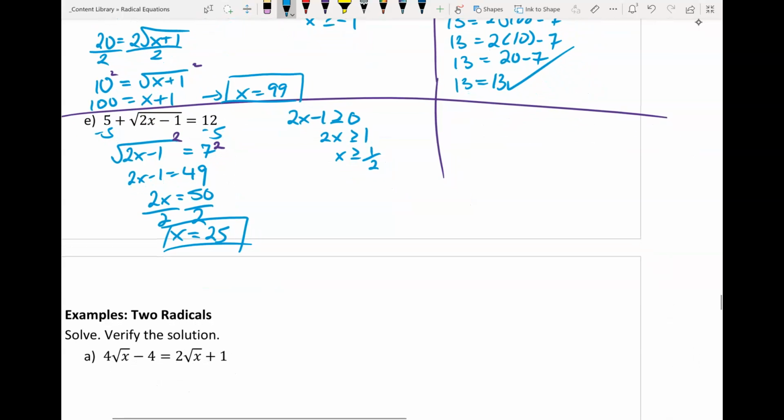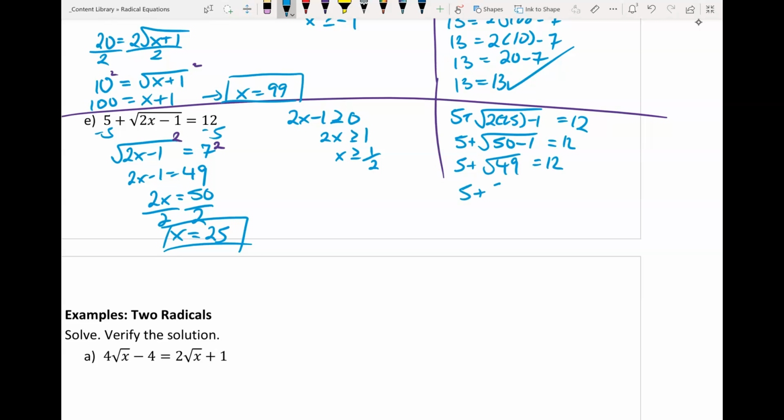Now verifying our solution, 5 plus the square root of 2 times 25, then minus 1, and let's see if it equals 12. So 2 times 25 is 50. 50 minus 1 is 49. The square root of 49 is 7. 5 plus 7 is 12, and our equation is satisfied here.